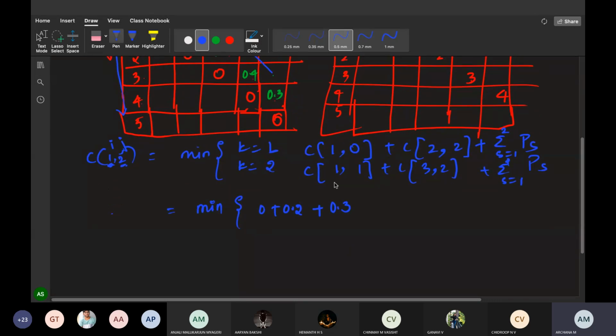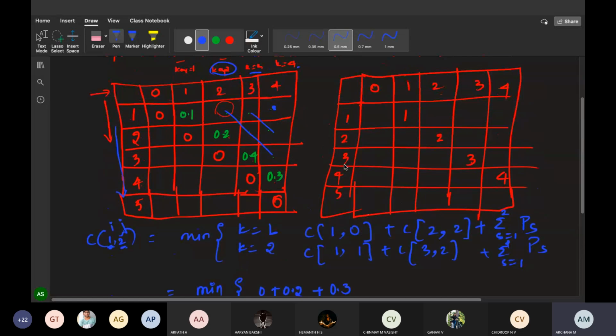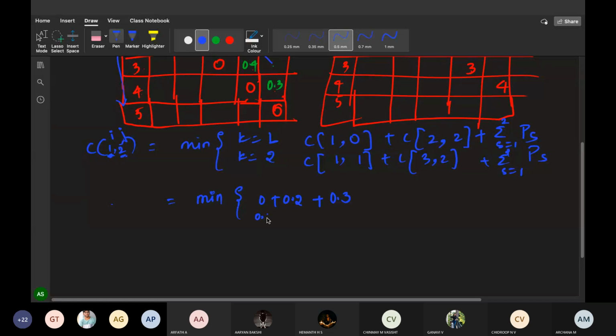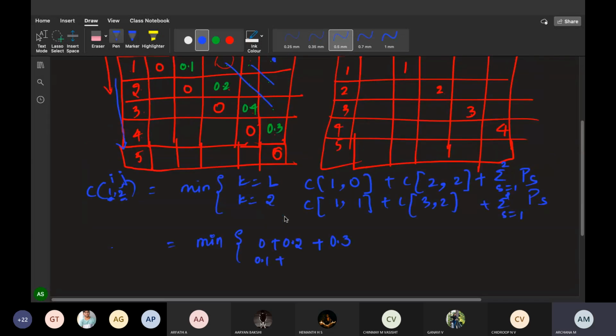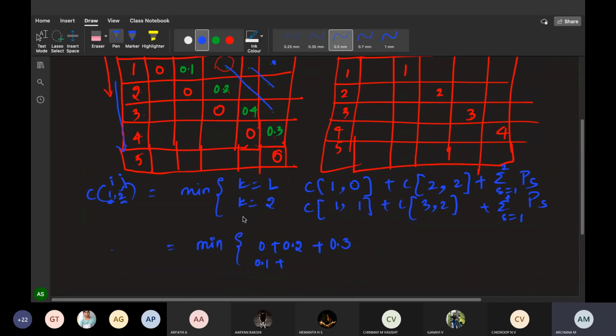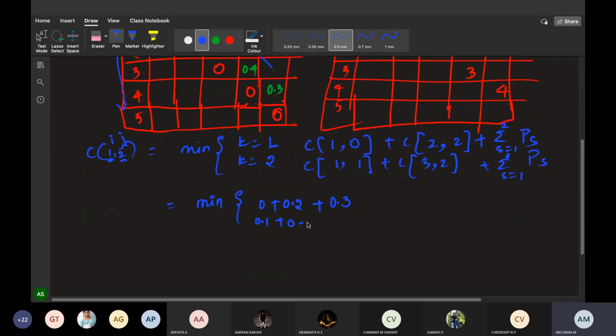What is this? Here, 1, 1. C of 1 comma 1 is 0.1, right? 0.1 plus C of 3 comma 2. What is C of 3 comma 2? It is 0. And what is the frequency from 1 to 2? Same thing, 0.3. Okay, now add this.